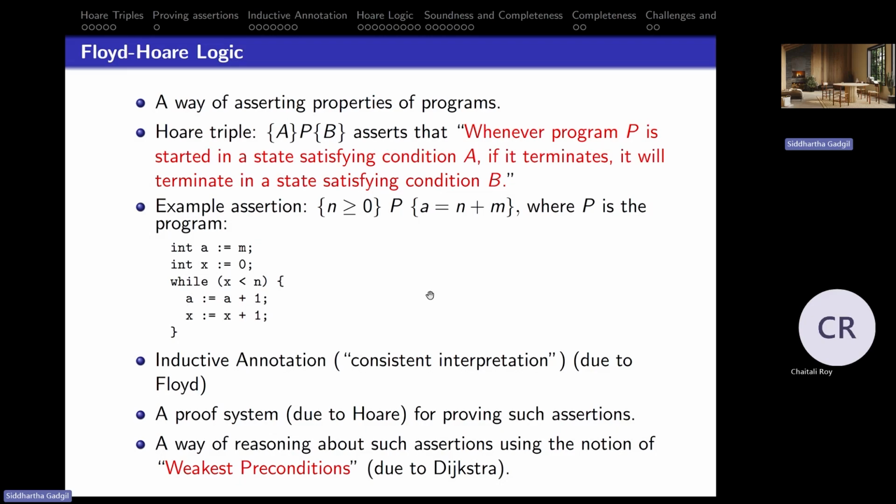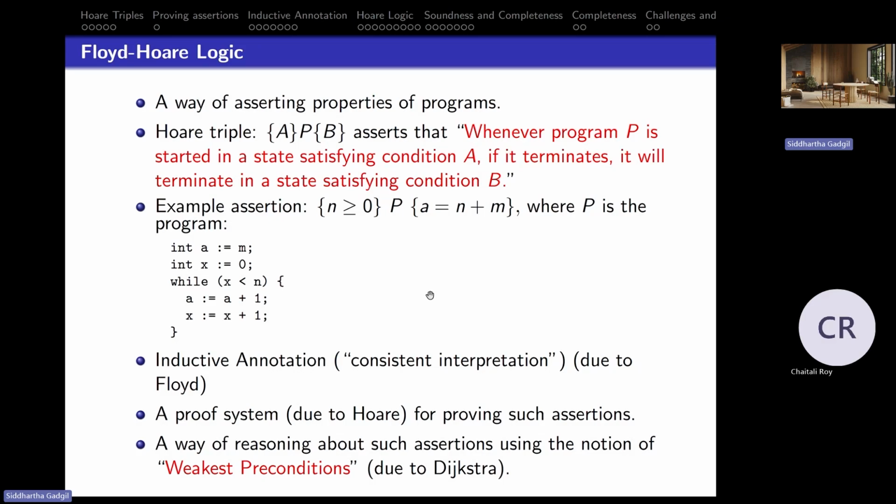So Floyd-Hoare logic is, to begin with, a way of asserting properties of programs. And the property is typically something like this, which we call a Hoare triple or a pre-post condition. So here's an example of a pre-post condition. So we have a program P. We'll use this as a kind of running example in the lecture.